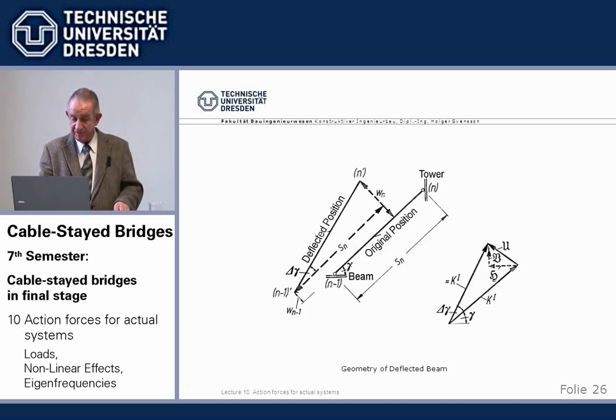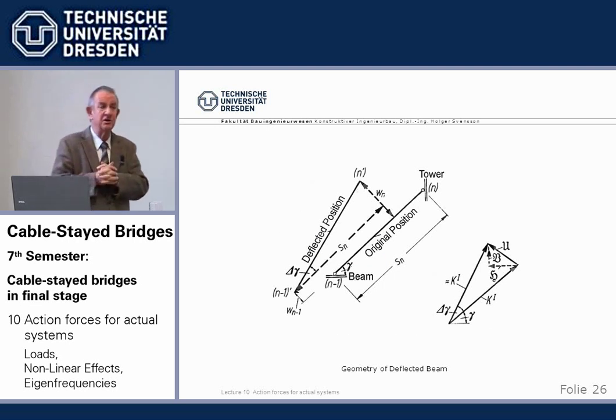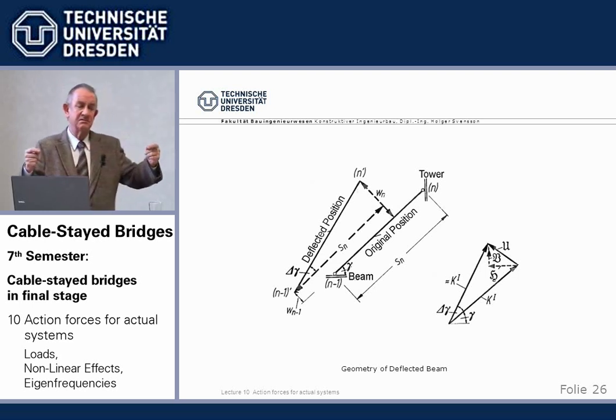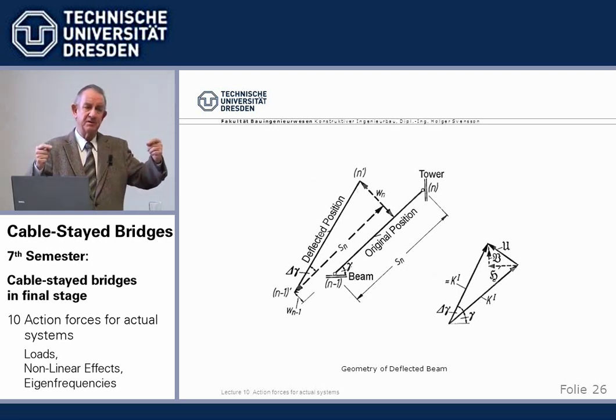Okay, then we have a few non-linear effects. What I tell you now is also important for you to understand. I mean, the computer does it automatically, but normally people don't know what they are talking about. And that is, how is the increase of stresses for a cable-stayed bridge beam created?